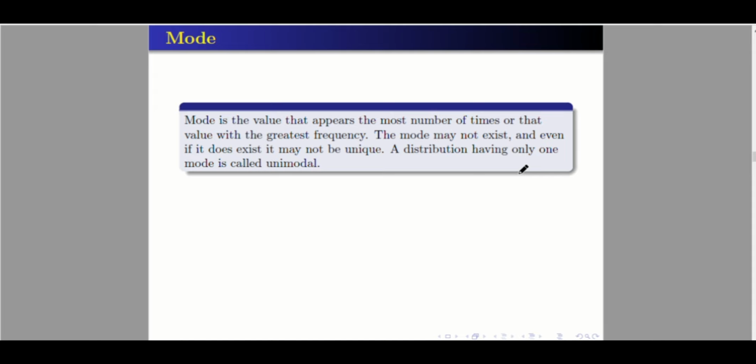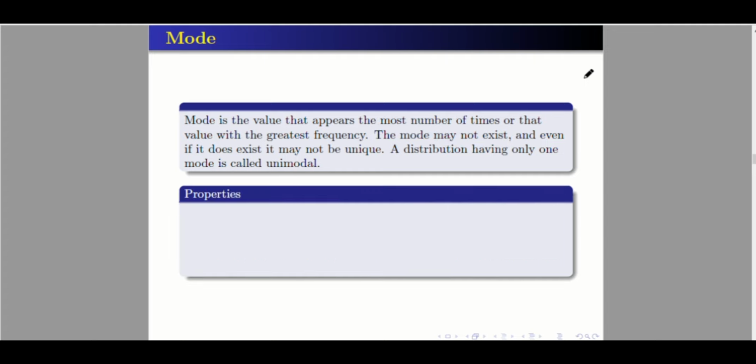Okay, last measure of center, the mode. It is just the value that appears the most, or the most frequent number of times in the set of data. It may not exist. If all of them appear only once, there's no mode. And if it exists, it may not be unique. So it can be 2, 3, or more modes in a given data set.